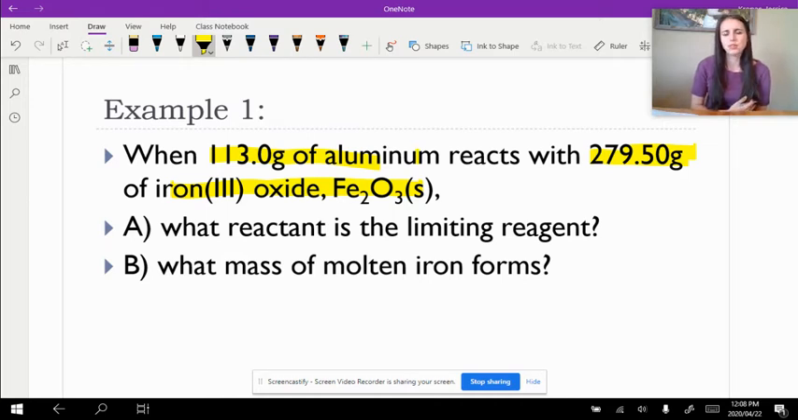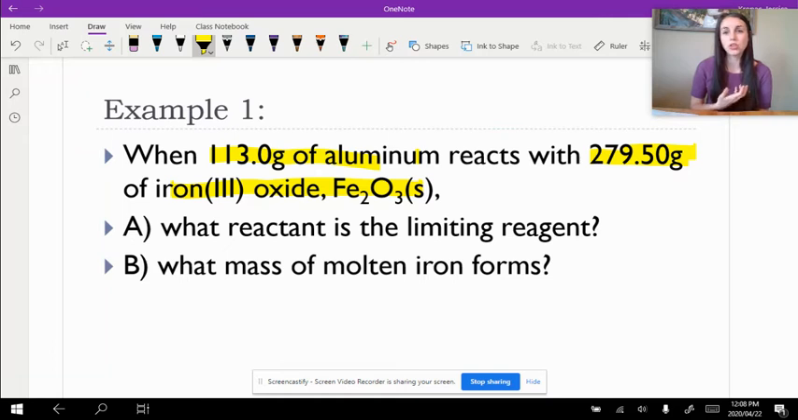On the next slide, we're going to give you a chemical reaction and show you how aluminum and iron oxide will react to form molten iron. So we're going to have to answer two questions. The first thing we have to do is find the limiting reagent. When we were looking at stoichiometry in our last lesson, you were only given one mass of a reactant, and you used that mass to determine the mass of product, right? We went from mass to moles, molar ratio, moles to mass.